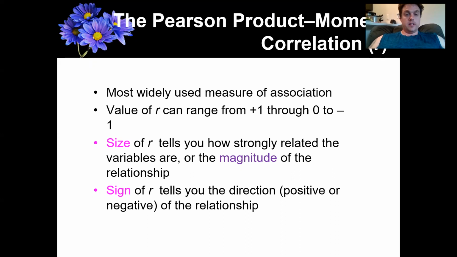Now, on the other hand, if the sign is negative, so we have a negative R, that means there's a negative correlation. And that means that as one variable goes up, the other one tends to go down. As the same variable goes down, the other one tends to go up. That's what the sign tells us.